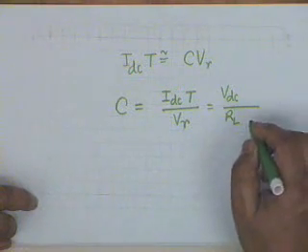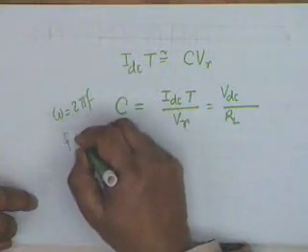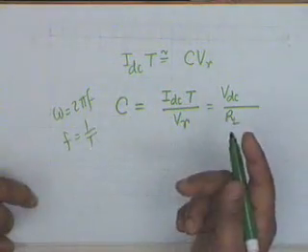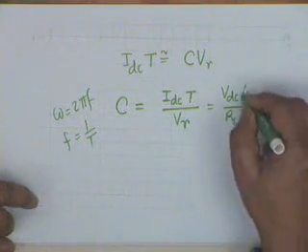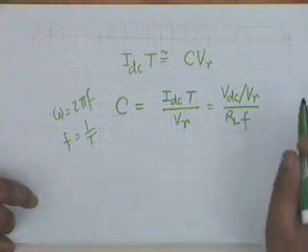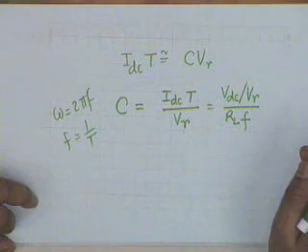Omega is 2 pi F, and F is 1 over T. F is the frequency in cycles per second or in hertz. So it becomes C equals 1 over RL F, then VDC by VR. Alright, is that clear? VDC by VR.